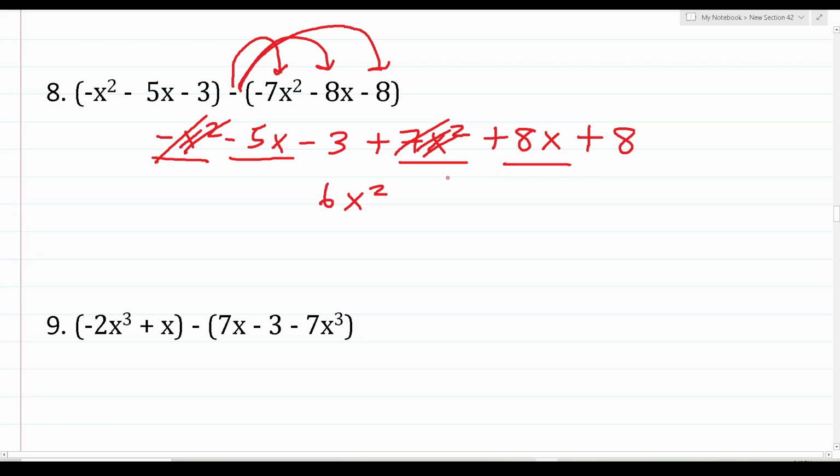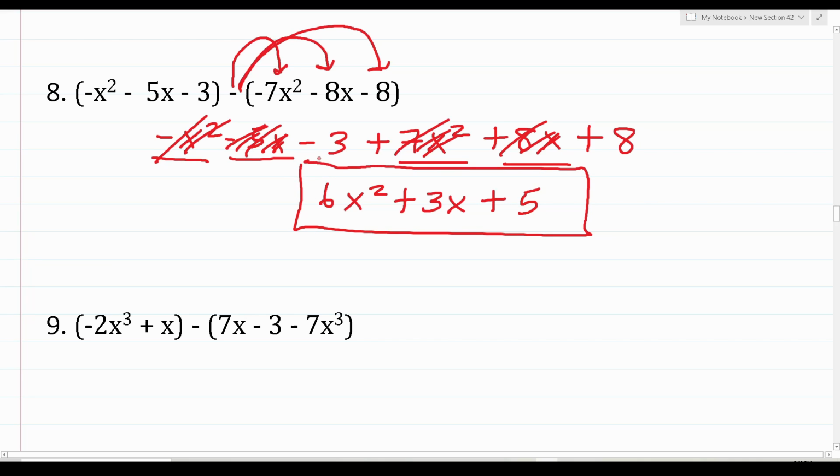8x minus 5x is simply going to be plus 3x, so we'll cross those out. And then finally, we have negative 3 and positive 8. 8 minus 3 is, of course, 5. And there we have it. All right, 2 more to go.